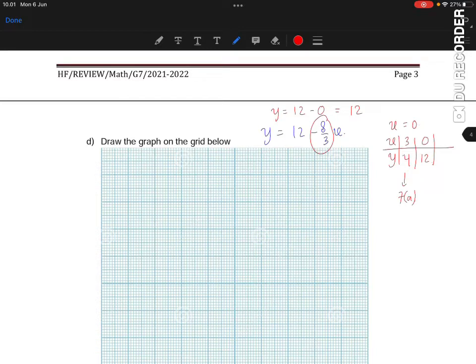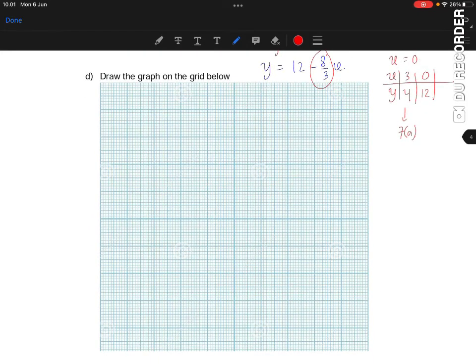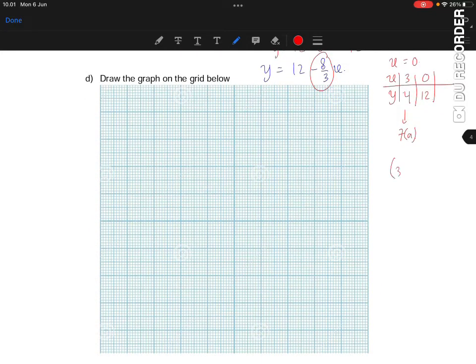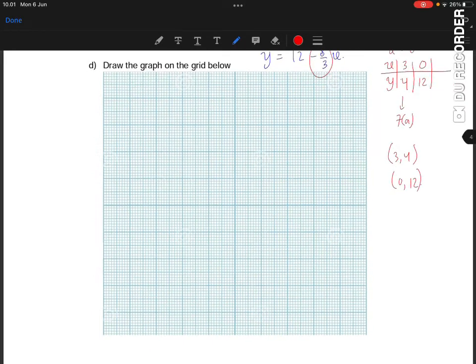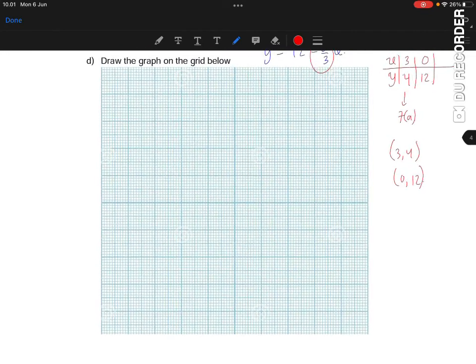Now there is no particular instruction about the scaling. Because your numbers are 3,4 and 0,12, I'm going to make a positive x and positive y. Always use a ruler, okay? This one is an exception because I'm using an iPad right now. Label the x and y axis. After that, do the scaling.